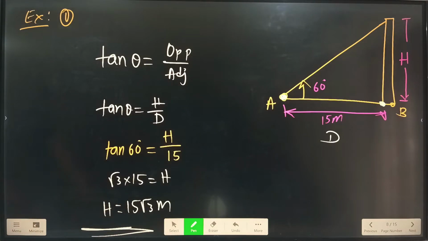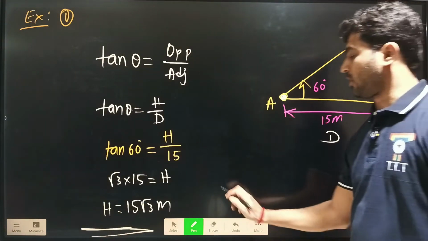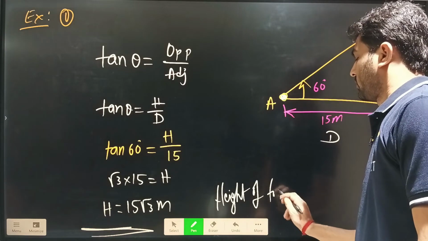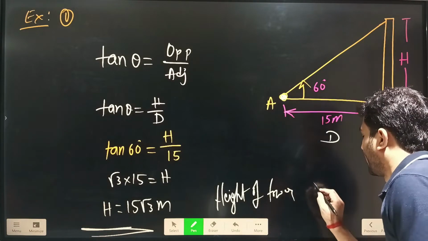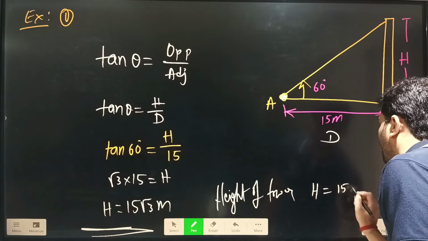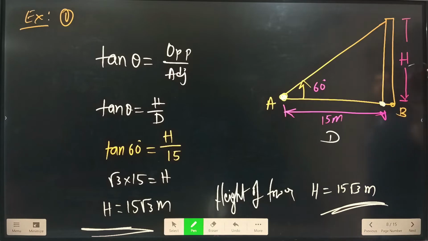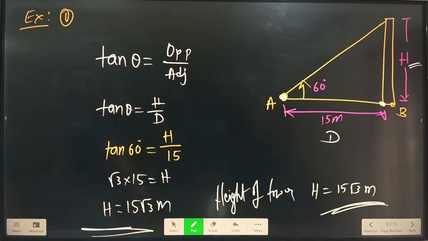This is a simple question. So this is the answer. The height of the tower, h equal to 15 root 3 meter. That's it. So this is your answer. Write the answer for h quickly, and while I'm explaining, try to note it down. Next question. Shall I proceed with the next question?